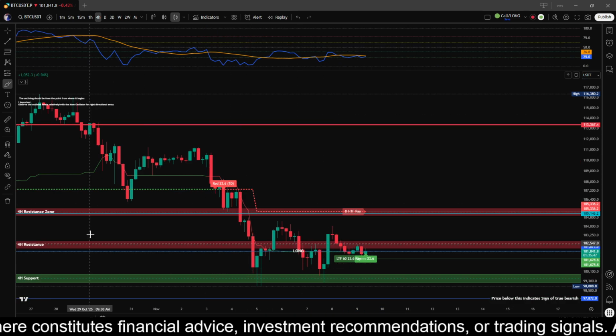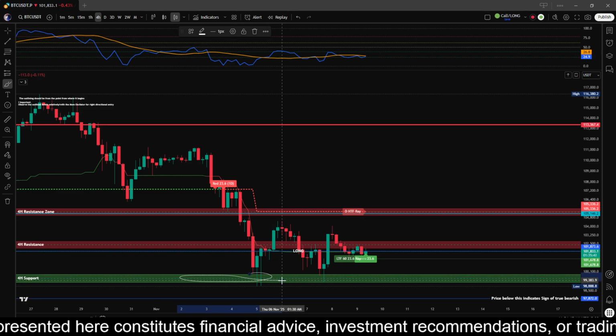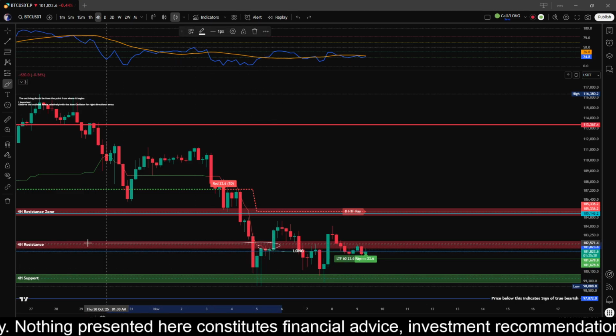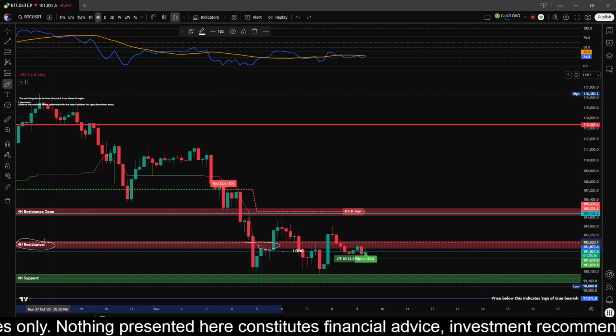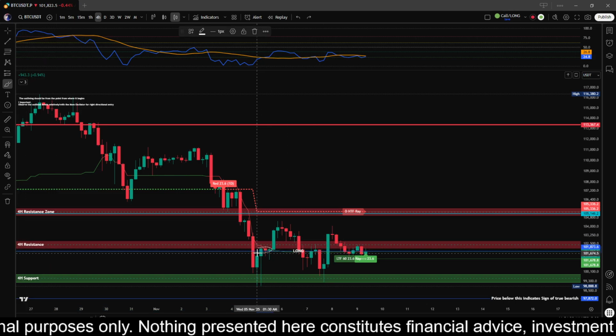So here the 4-hour has a very specific level, so this is the zone, and then prices were trying to go for the upside here, and then BTC was getting some sort of resistance with this one, specifically in these 3 candles.